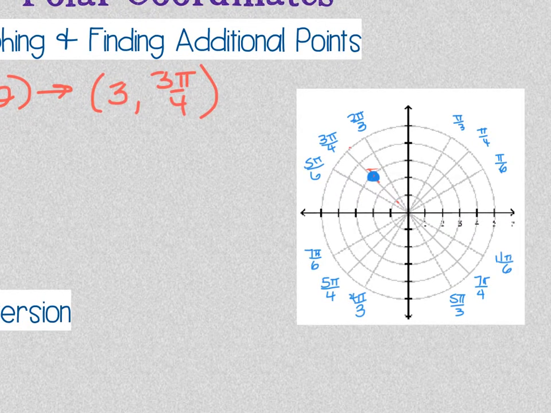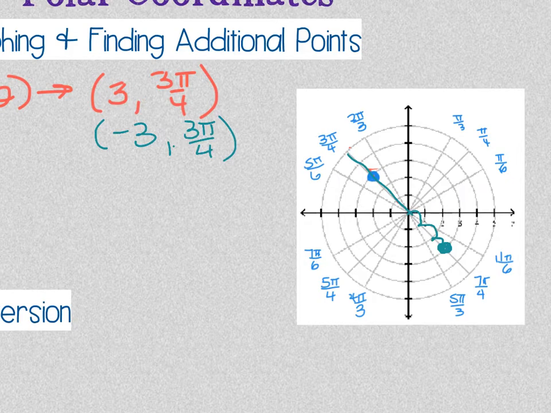If instead of it being a positive 3, it was a negative 3, how does that change? Go the opposite, go away from 3 pi over 4. So if 3 pi over 4 is, again, this line, instead of moving in that direction, I would move across from it on the opposite ray, or the opposite angle, which is 7 pi over 4. That would be the negative one.